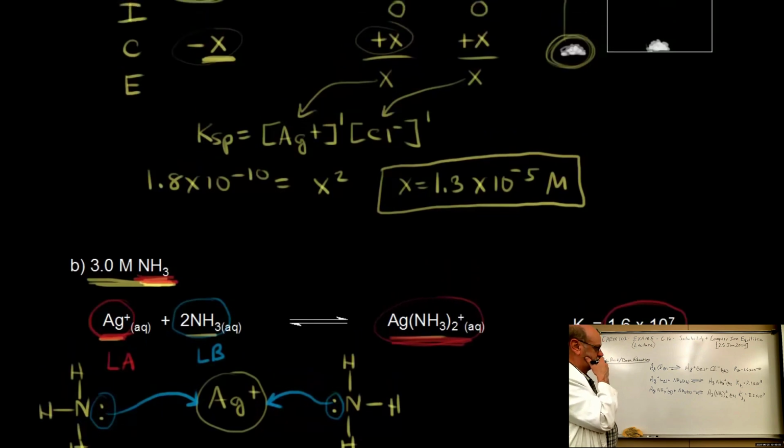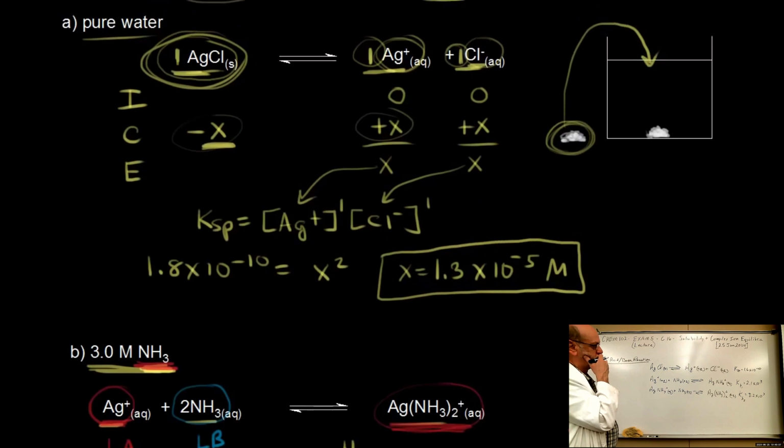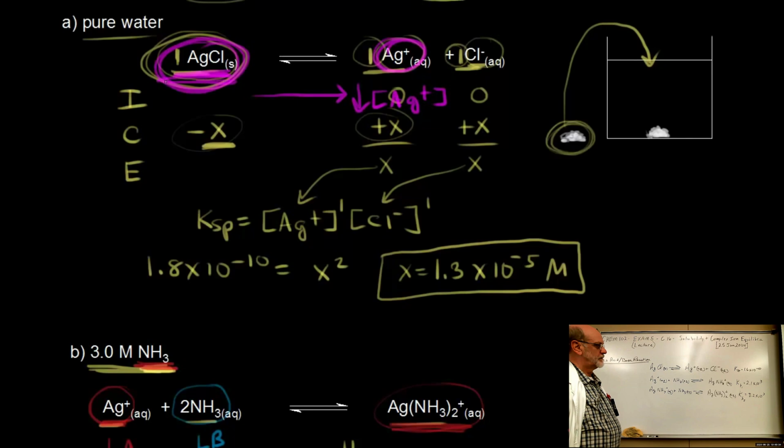So if we go back up here and think about our equilibrium, right, if we have ammonia present, we're going to be removing silver cations from solution. Right, so we're decreasing the concentration of silver cations. We're decreasing the concentration of one of our products. And Le Chatelier's principle says if we're decreasing the concentration of one of our products, our equilibrium is going to shift to the right to make more. Therefore, increasing the solubility of silver chloride. More is going to dissolve because the ammonia is present, because of the formation of our complex ion.